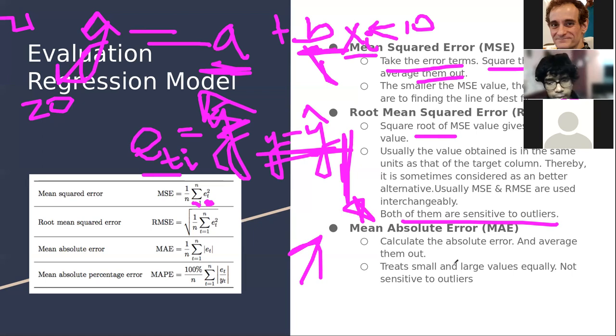Now we have mean absolute error. What is mean absolute error? Don't square it up. Just keep on adding. If the value should have been 20 but you predicted 22, it is a positive error. If you predicted 18, it is a negative error. So just don't go into positive or negative, take the absolute value. In both cases it would be 2. Sum them up, average them out. We have mean absolute error, not sensitive to outliers, usually asked.